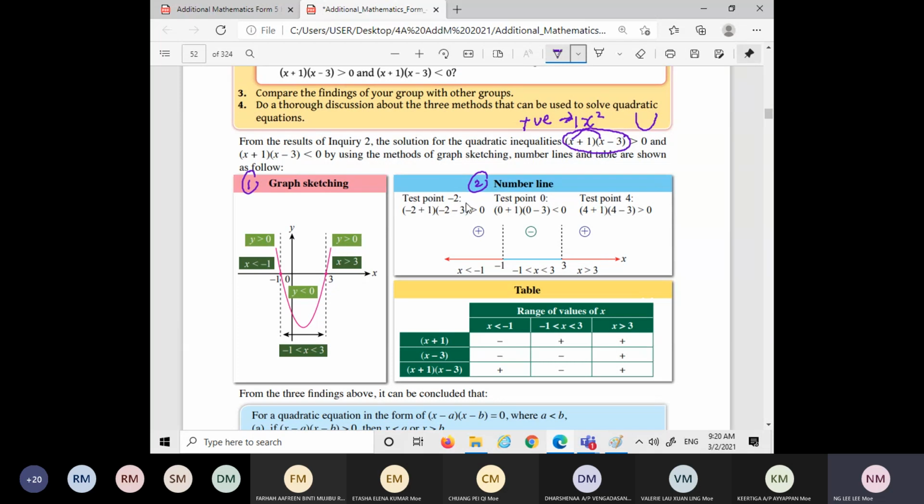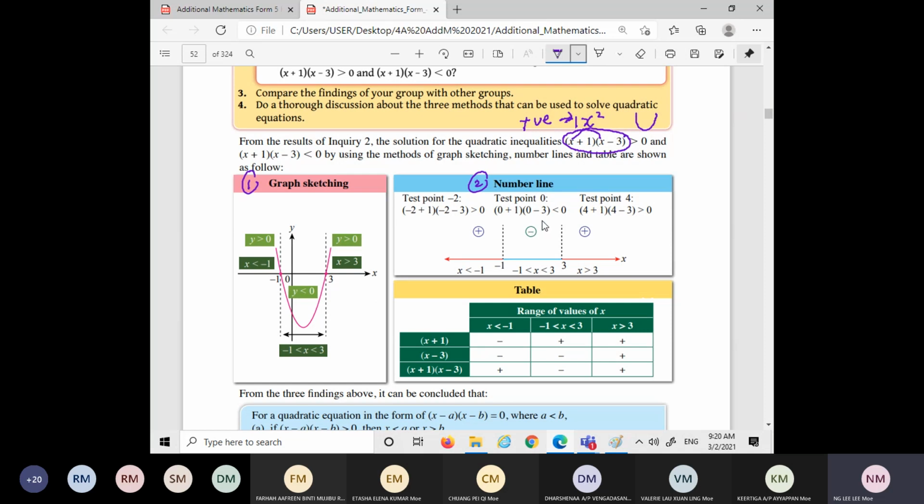So here you choose a point that falls in each portion to test. From here, this one is -1 downwards, meaning smaller than -1. You choose one number, let's say here you choose -2. So you substitute inside this: -2 plus 1, -2 minus 3. You substitute inside here and then you test. This one you get positive. Therefore you label this positive.